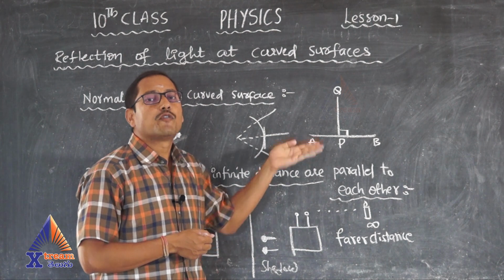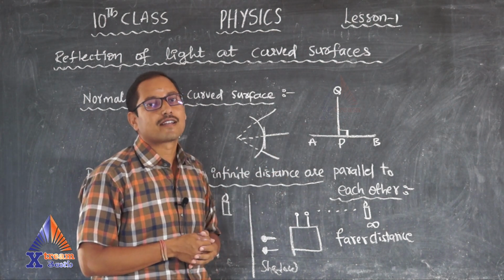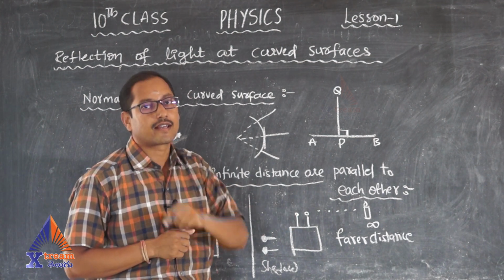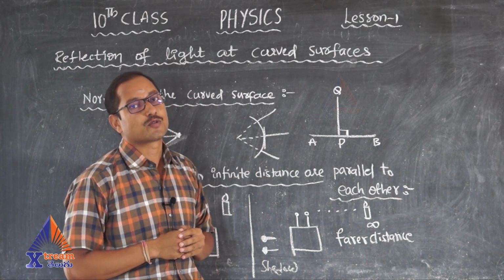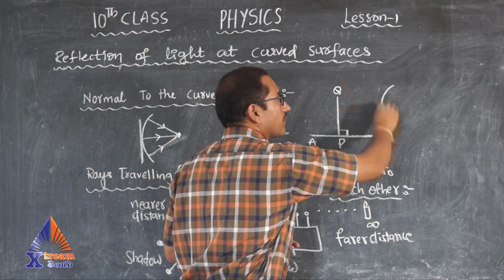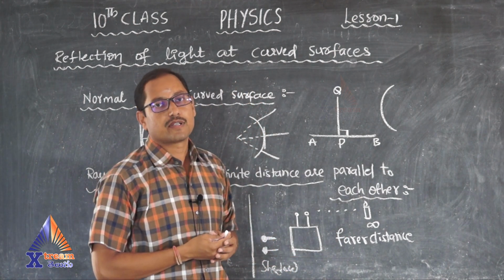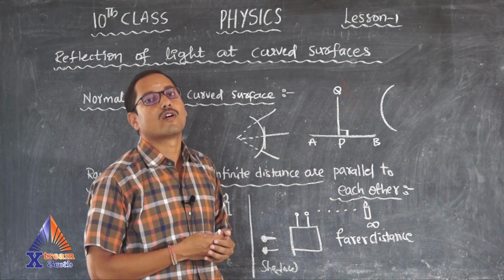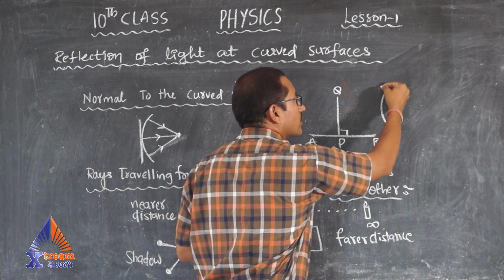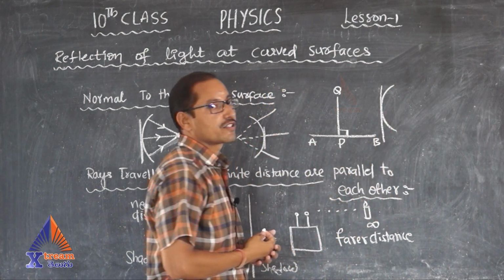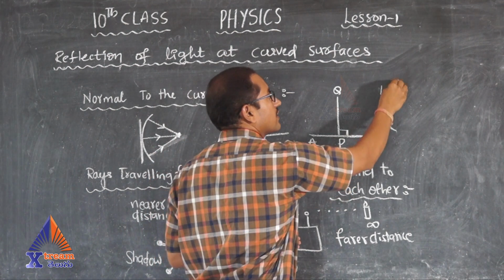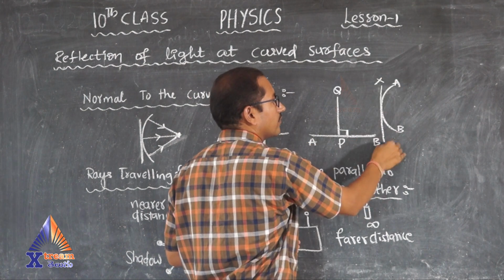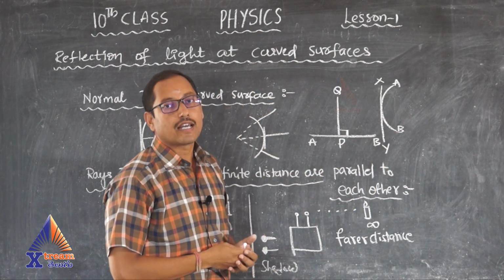Now, if it is plane, we can easily imagine 90 degrees line. But if it is curved surface, how can you imagine a 90 degrees line that is perpendicular line? Let us try to understand. If it is curved surface, for any curved surface, we can draw a line touching that surface. That line is called as tangent. Let me draw a line which is called as tangent. So this curved surface AB, I have drawn a tangent, say XY. This XY is a tangent.